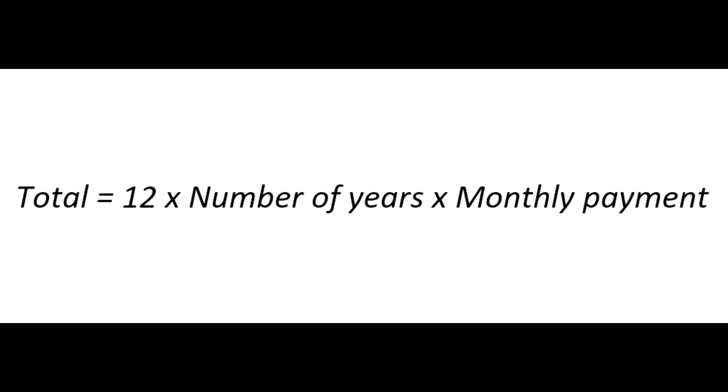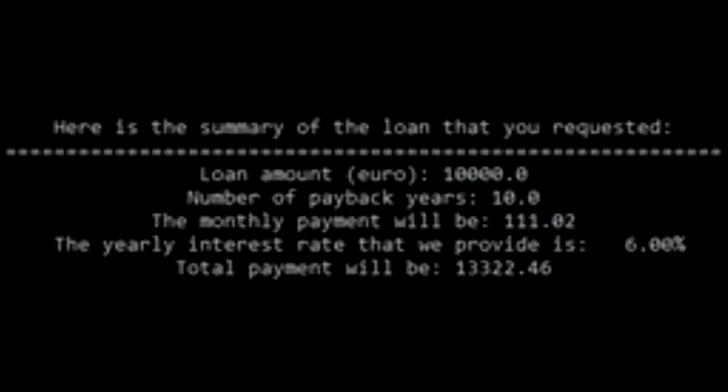After this step, we have our final step, which is to display all the information to the user in a user-friendly way. As you can see, we provide the user with a detailed summary of his loan. We print out the loan amount, the number of years for payback, the monthly payment, the yearly interest rate, and the total payment.